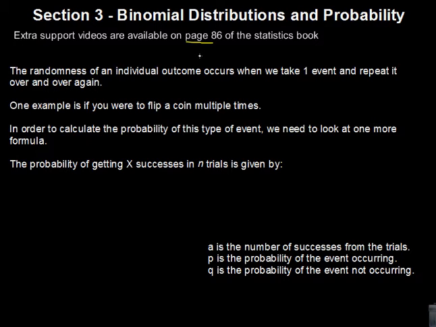Randomness of an individual outcome occurs when we take the event and we repeat it over and over and over again. Okay? So if you flip a coin multiple times, and you just keep flipping it and recording the results, heads, tails, whatever, that's when you get the randomness of the event. 1 or 2 flips is not random. You have to repeat it multiple times to get randomness.